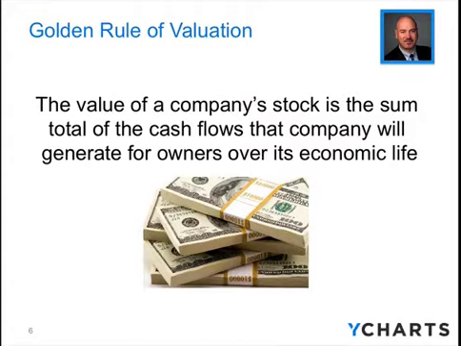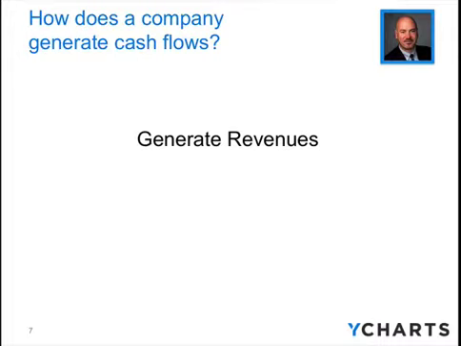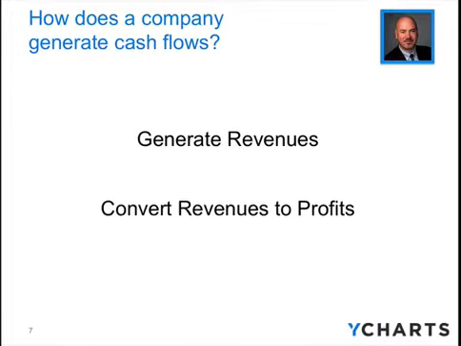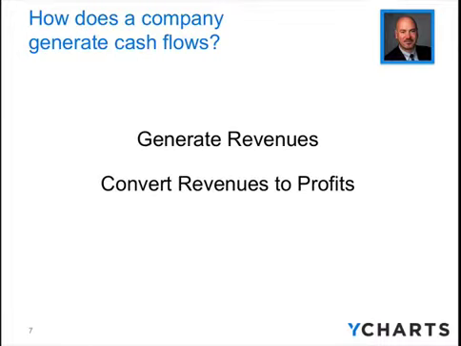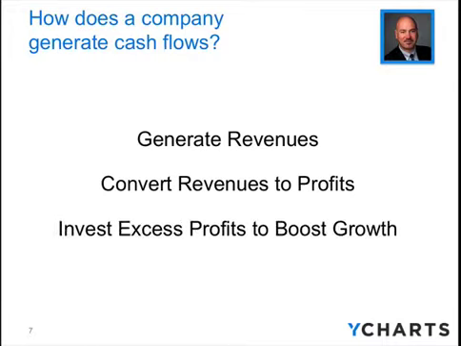So how does a company generate cash flows? It has to first generate revenues, then convert some portion of those revenues into profits. If the company has some excess profits after it has generated its revenues, it can use those excess profits and invest them to try to boost growth in the future. These are the drivers that anyone must analyze when they're analyzing a company. Let's take a look at them one by one.